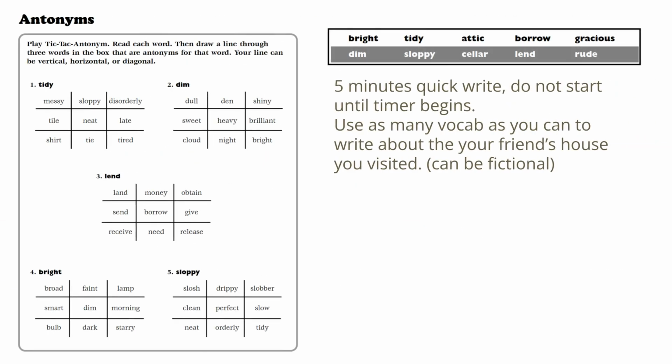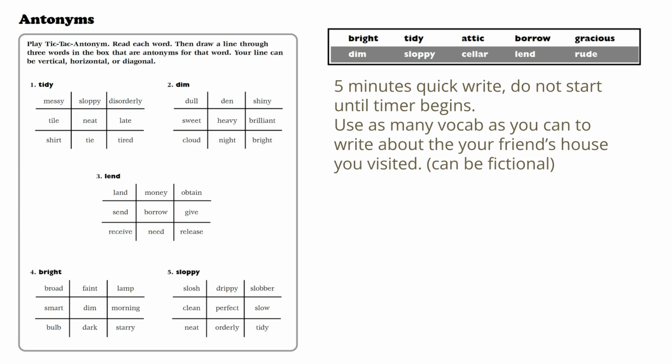Let's begin on page 2. It is time to play Tic-Tac-Antonym. Remember, an antonym is a word that means the opposite of another word. Read each numbered word on the left, then look at the box next to it and draw a line through the 3 words that are antonyms for that word. Your line can go up and down, side to side, or diagonal.